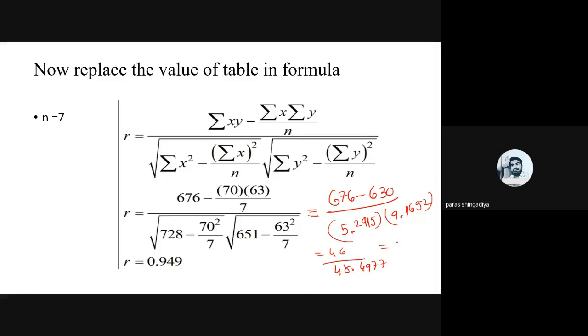0.9485, this answer you will get, and that is approximately 0.949. Is it the correct answer? Is there any doubt, any confusion? All of you get the same answer?